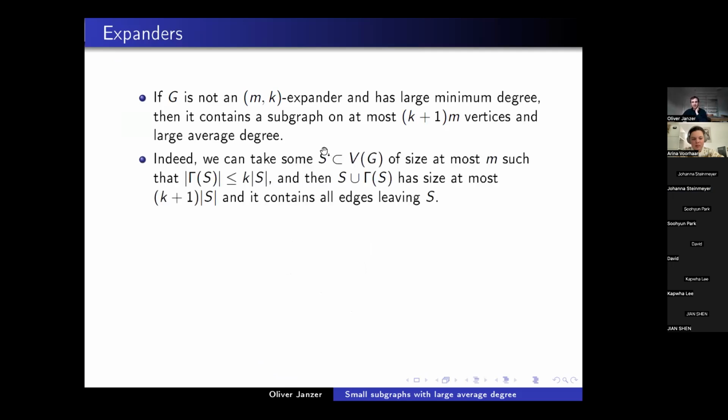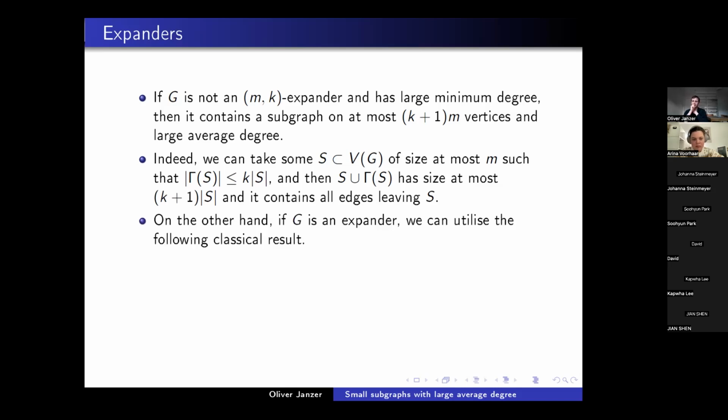Because of what I said, you take a set which certifies that it's not an expander. So you take a set for which the neighborhood is small, and then the union has size only (k+1) times |S|, and it contains every edge leaving the set. So it will have large average degree.